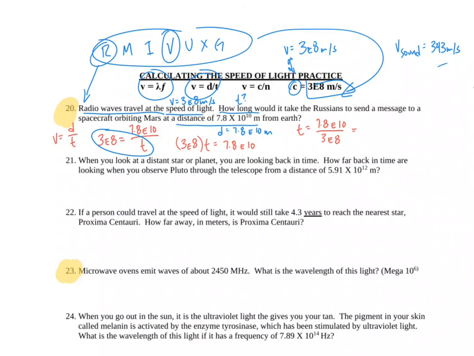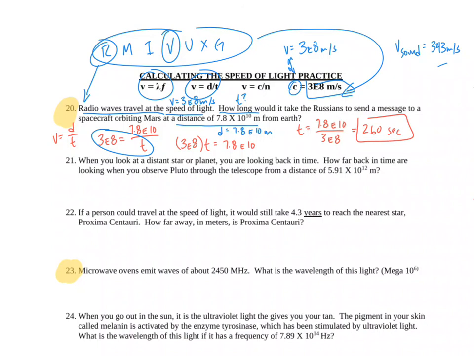and that gives you 260 seconds. So what this is telling you is that it would take 260 seconds for a signal to be sent from Earth to Mars. Let's take another look at number 23 on this worksheet.